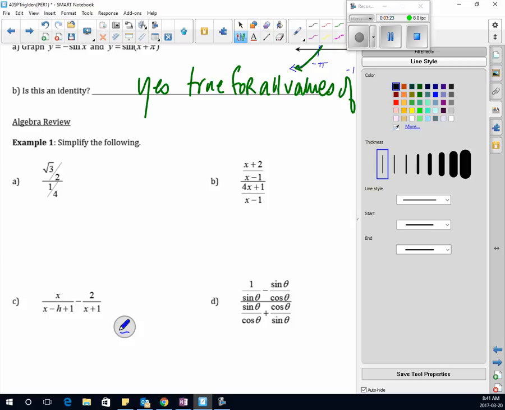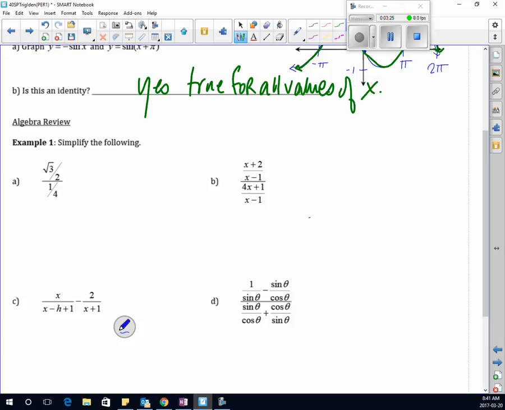Okay, so I saw a lot of good things on A. So this is the same thing as root 3 over 2 times 4 over 1. You need to see the cross-canceling going on. So 4 over 2 reduces to 2 over 1, right? You don't even need to put the 1s. So then you just get 2 root 3 as your final answer. The thing about fractions is your answer has to be one fraction.